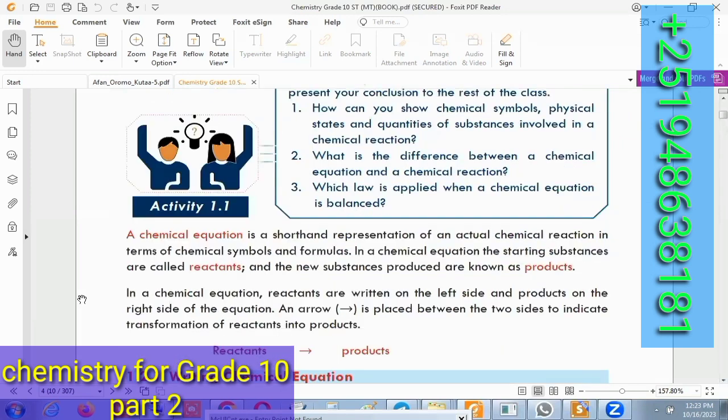First of all, let us see the concept of chemical equation. When you say chemical equation, it is a shorthand representation of an actual chemical reaction in terms of chemical symbols and the formulas. A chemical reaction is simply a process in which reacting substances called reactants are converted into another newly obtained substance called the product.